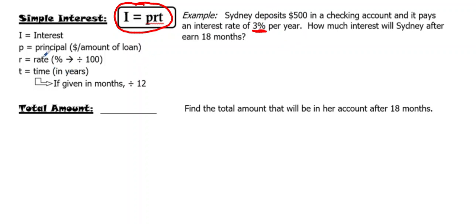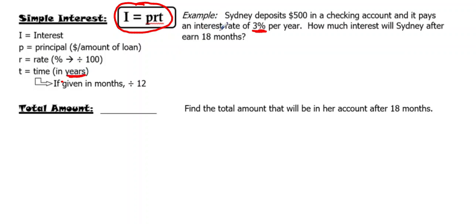If I give it to you in months, the way you figure out what it is is divide by 12. So here we have 18 months. 18 months is 1.5 years. So that's the number you have to put in when you do time. Or, 15 months, that's 1.25 years. Don't forget that your time has to always be in years.